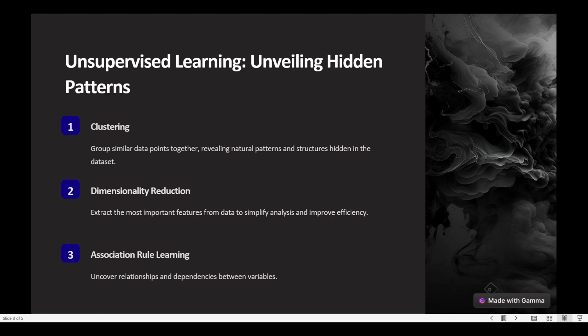Dimensionality reduction. Why should we do dimensionality reduction? Dimensionality reduction simply means reducing the data vertically. It makes the computational cost less and visualization also very easy. Association rule mining is nothing but a market based approach. It is also unsupervised learning.